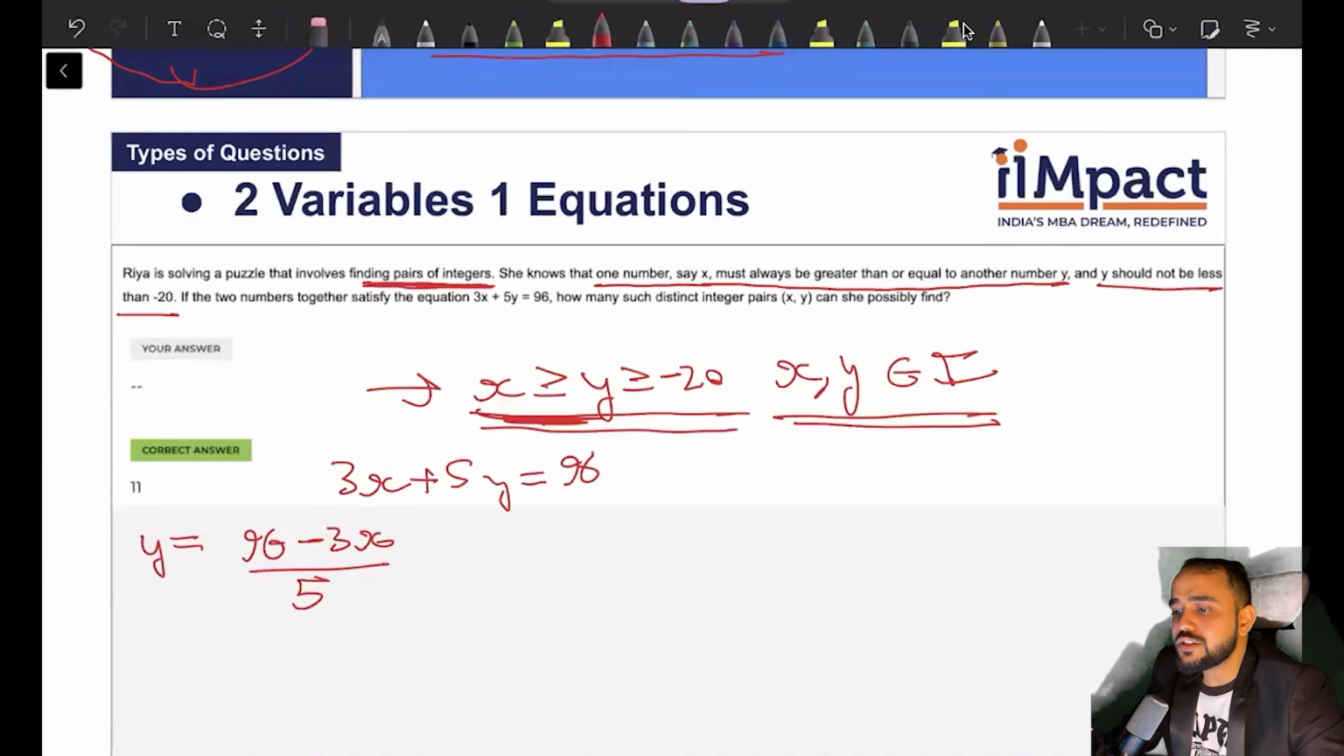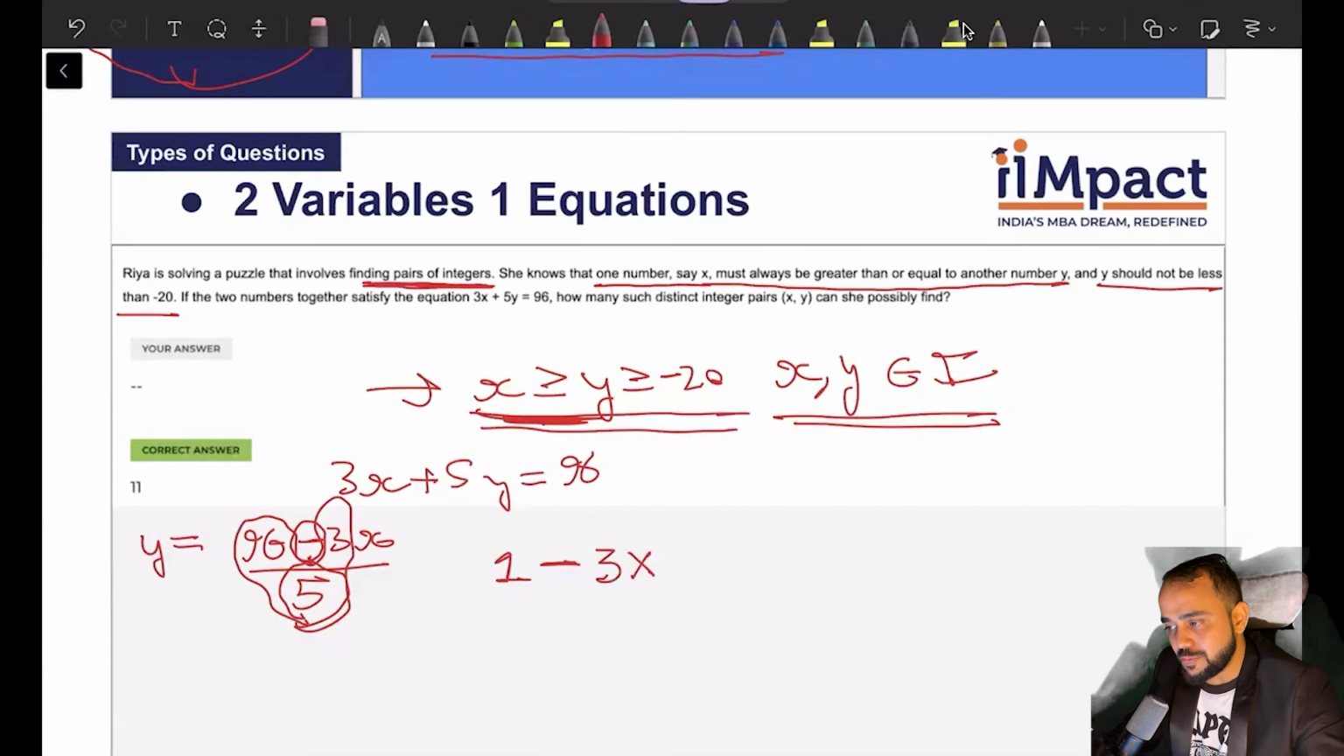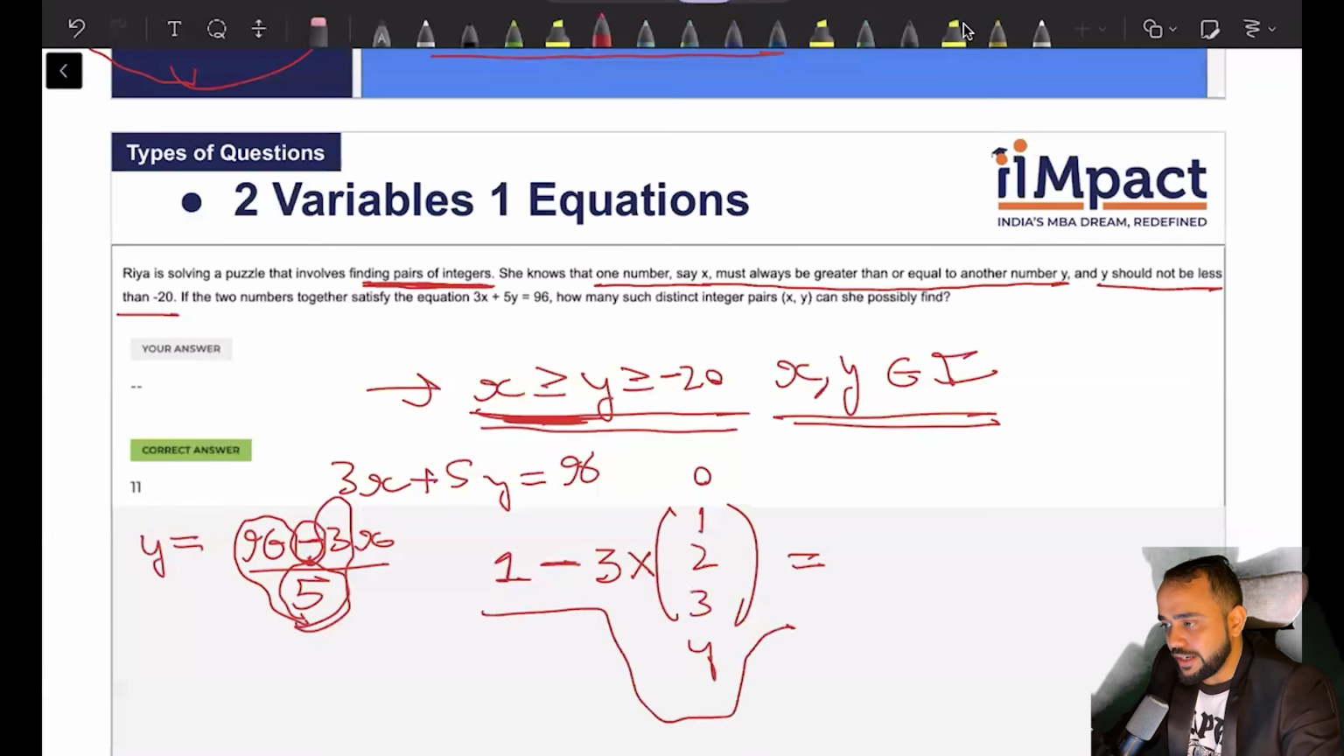Now what is going to be the general form of x? What remainder should x leave so that y becomes an integer? We will apply the remainder theorem. 96 by 5 will give you a remainder of 1. Then you have a minus sign, so you put the minus here. Then 3 by 5 will give you a remainder of 3, and then x by 5 can give you what all remainders? 0, 1, 2, 3, or 4. You want this expression to give you a remainder of the format minus 5p, a multiple of 5. If the remainder is a multiple of 5, then y will turn out to be an integer.